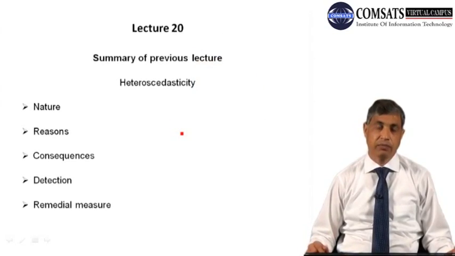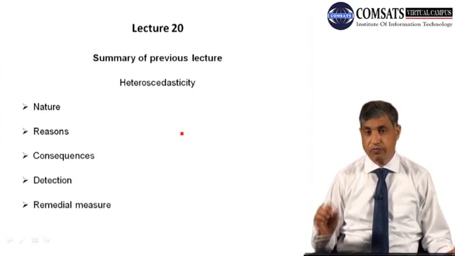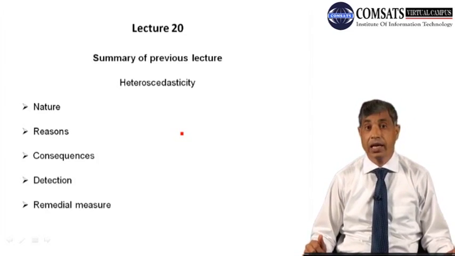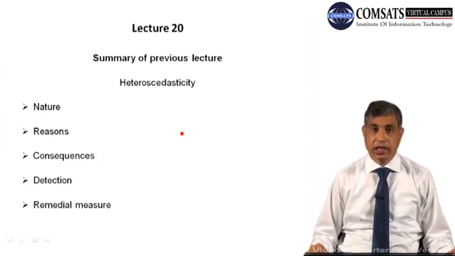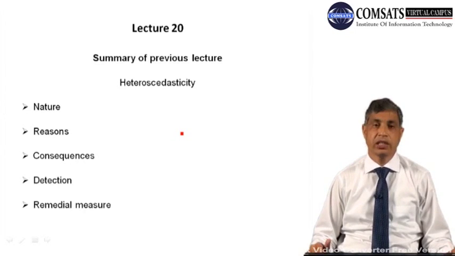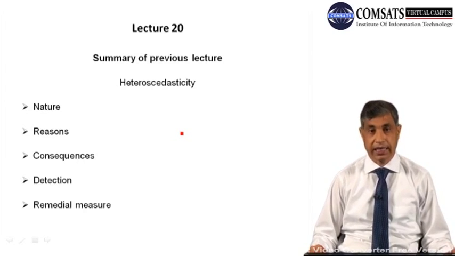So starting from the summary of the previous lecture, what is heteroscedasticity? Now I will only give a one-liner definition and go further. Heteroscedasticity is when the variance of the error term is not constant over time. We say that there is a problem of heteroscedasticity.